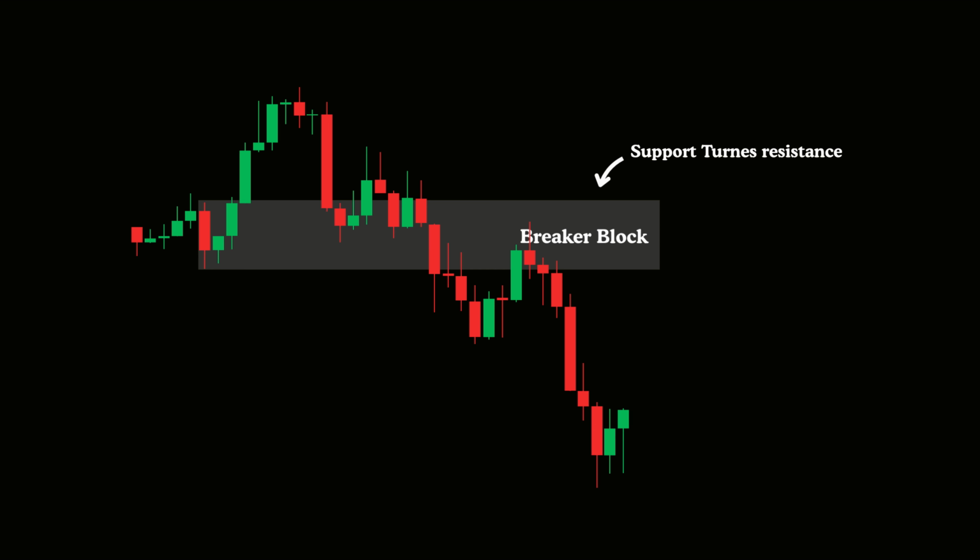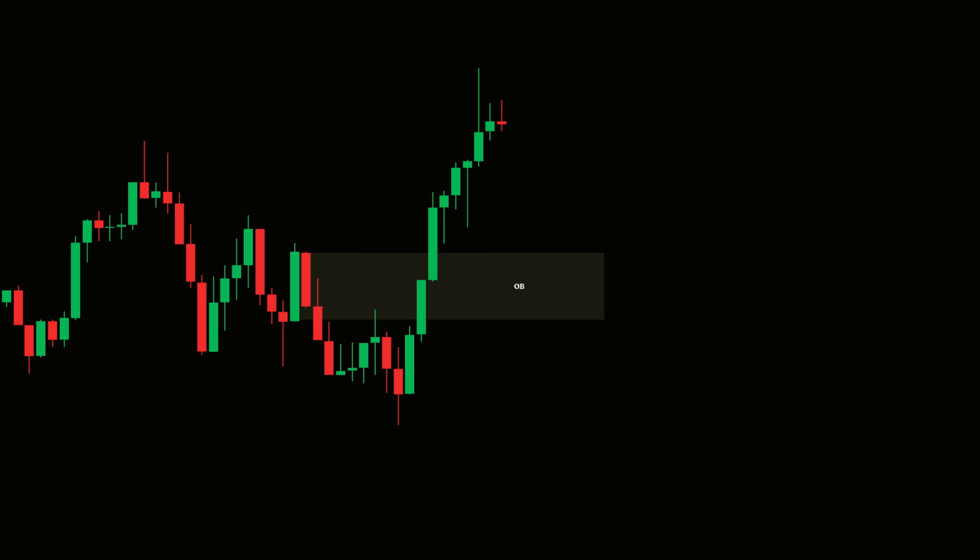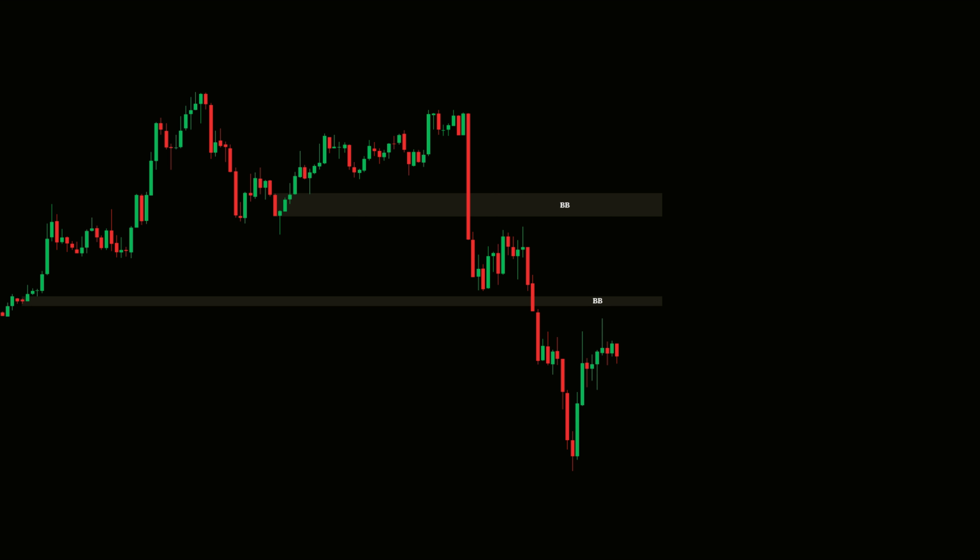of the new trend. Returning to the chart, we can see that the indicator highlights these invalidated order blocks as breaker block zones. This feature helps traders spot areas where a shift in market structure has occurred. Similar to order blocks, evaluating the performance or accuracy of breaker blocks also demands extensive backtesting.